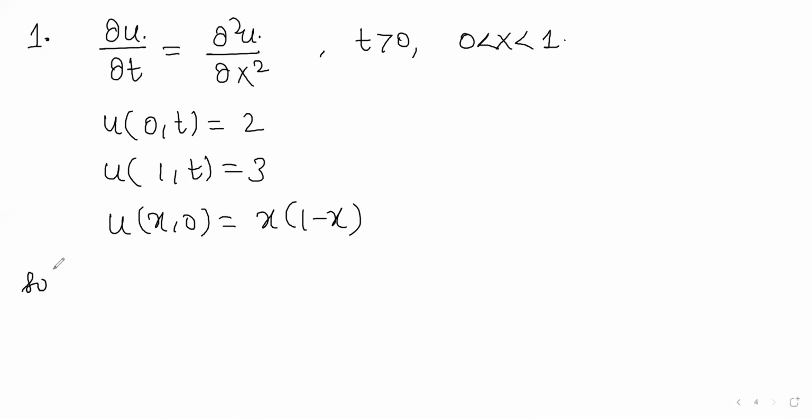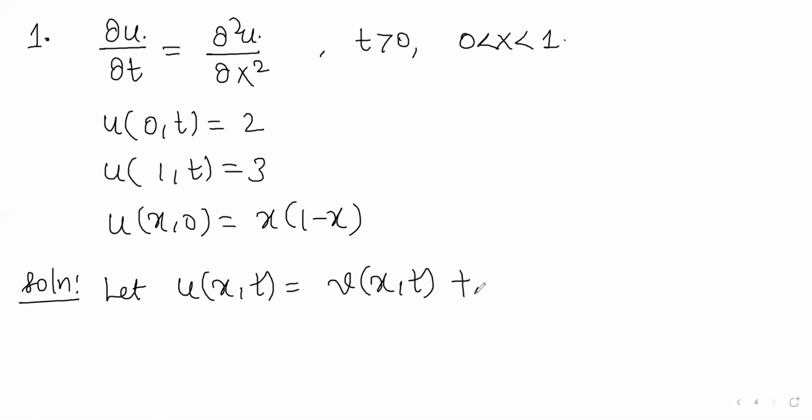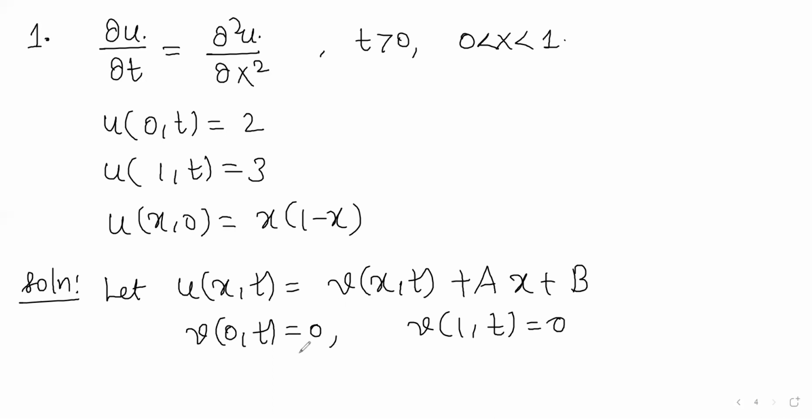Okay, so the solution goes like this. I have already told you what transformation is needed for this. I'll say let u of x,t be equal to v of x,t plus ax plus b, and you have to force that v of 0 comma t is 0 and v of 1 comma t is 0. You have to force this. According to this condition, our v will change.